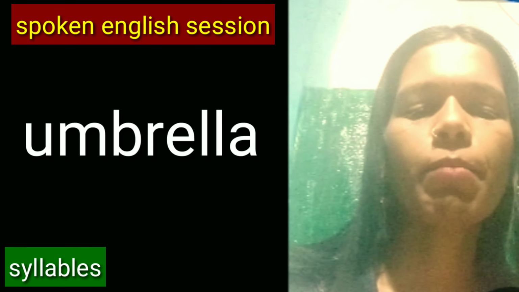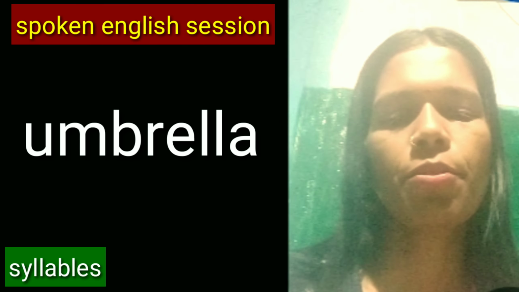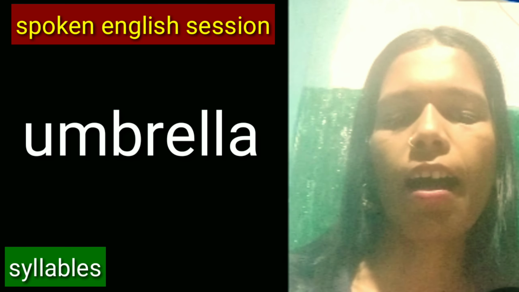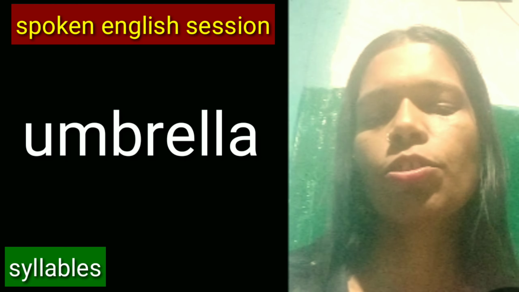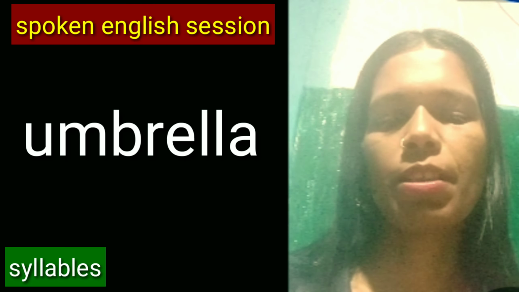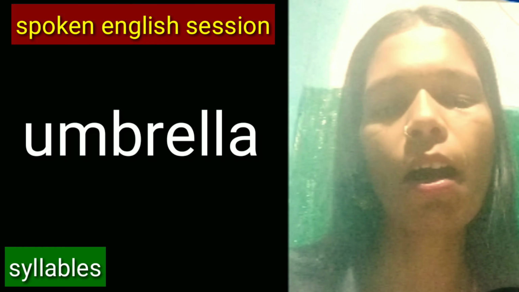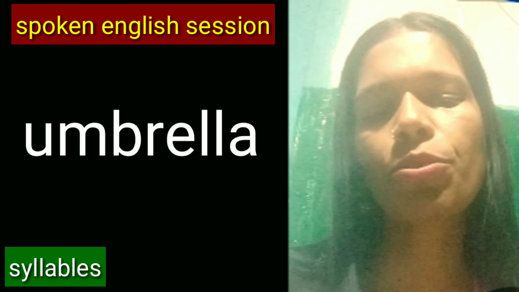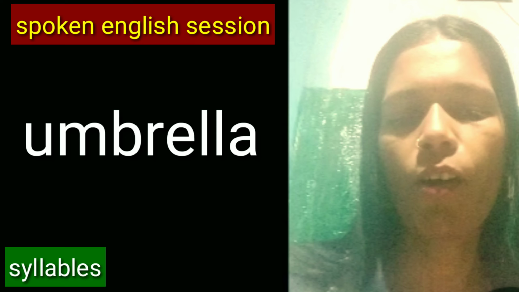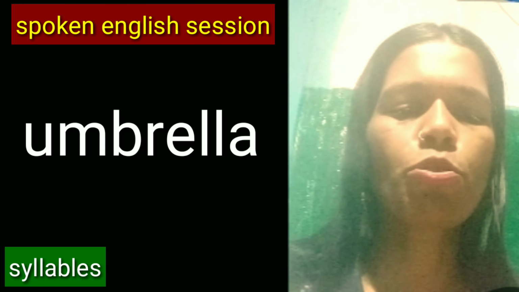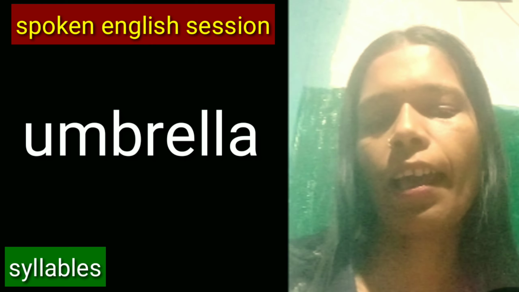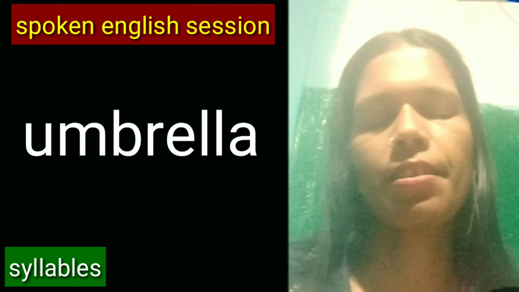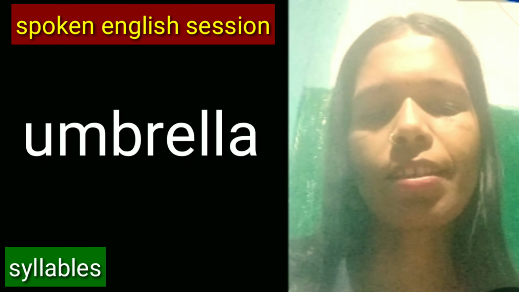And double L, A. Though you can see the vowels are there, there are only three syllables. You don't count the vowels, you count the sound of the vowels here. So three sounds are coming. A, again the next A is coming. Okay, so there are three syllables.